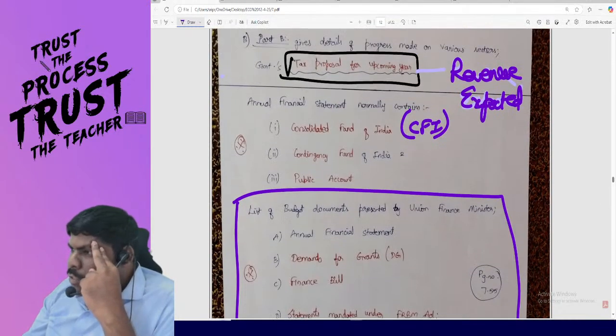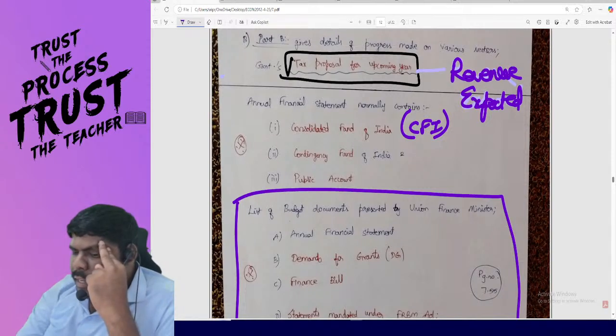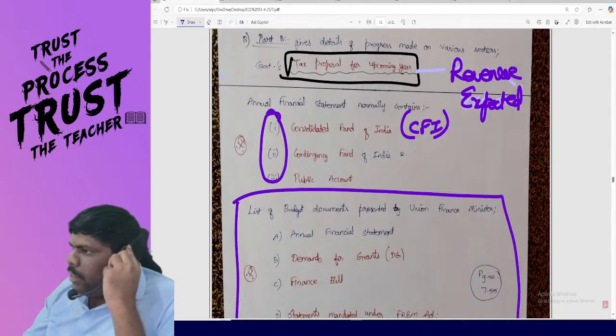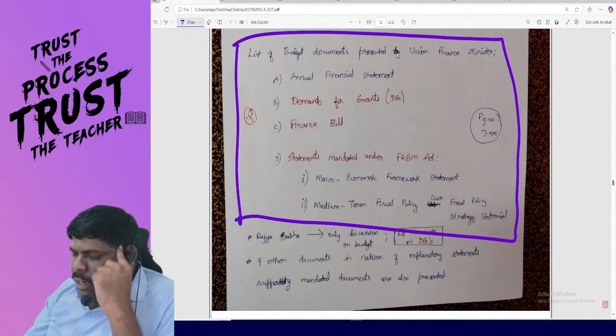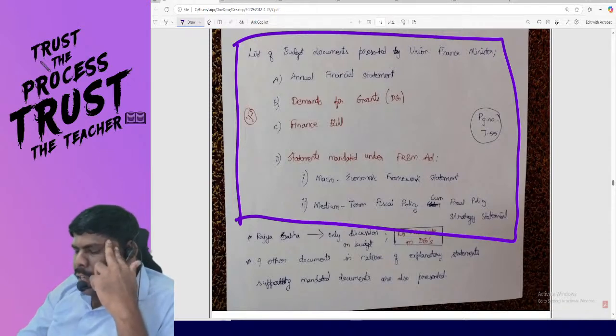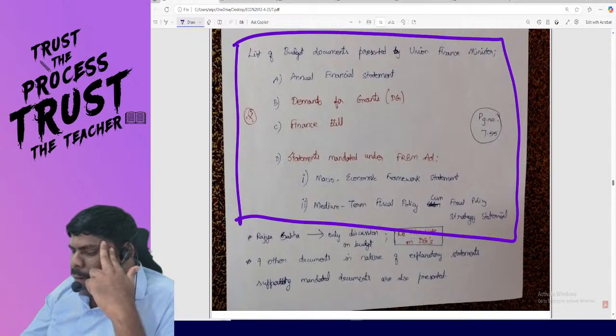See, the major questions which we expect were from these three areas: consolidated fund, contingent fund and public account. But they will test you in some detailed form. It is with reference to, listen, the subdivisions 1 and 2: the macroeconomic framework statement, the medium term fiscal policy cum fiscal policy strategy statement. Why it has been asked is very simple.